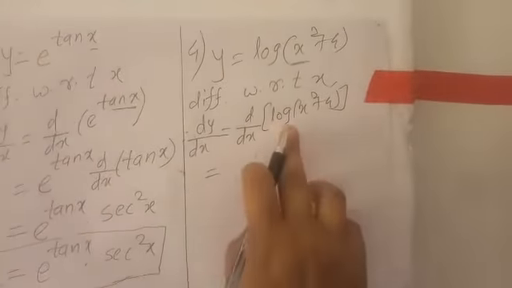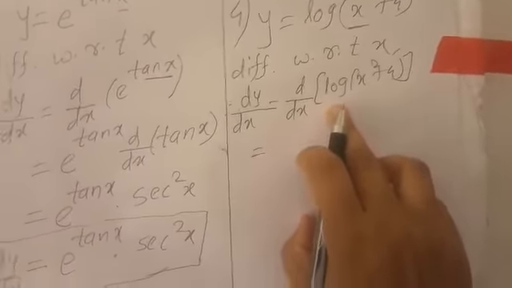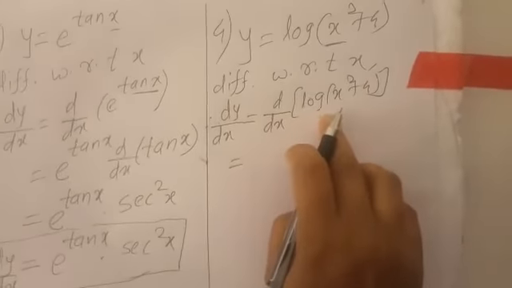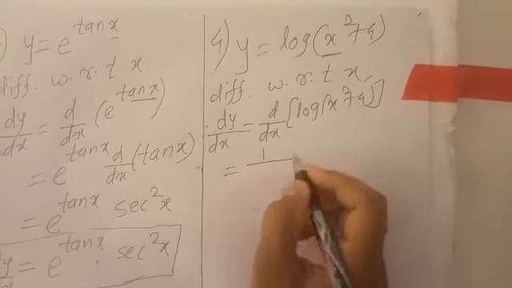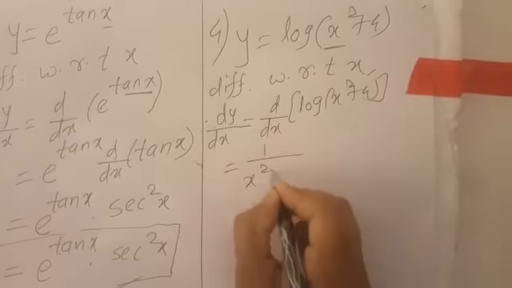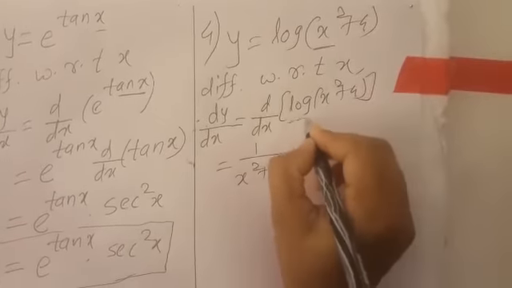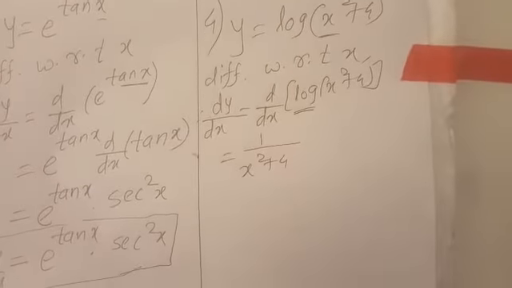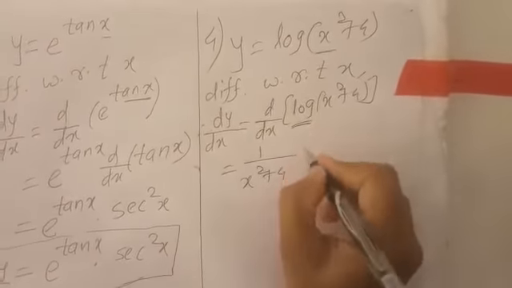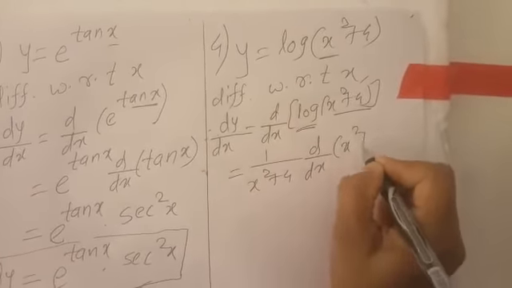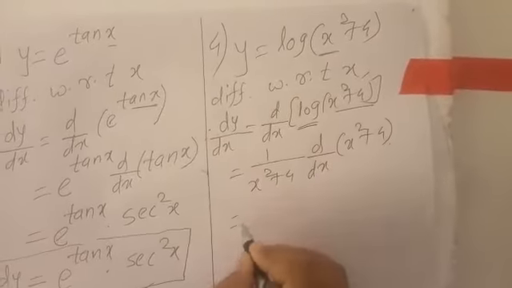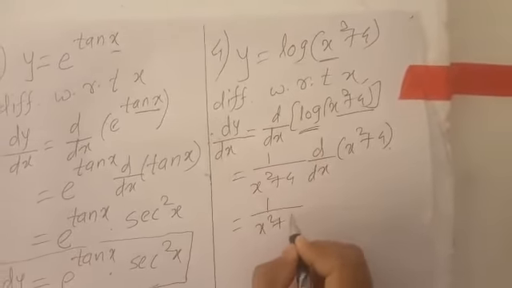But we know that the formula for derivative of log of x is equal to 1 upon x. Therefore derivative of log of x square plus 4 is 1 upon x square plus 4. We have taken the derivative of log of x square plus 4. Now we have to take the derivative of next term x square plus 4. 1 upon x square plus 4 as it is.